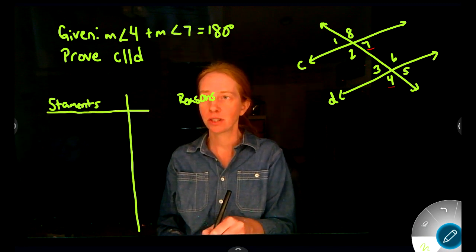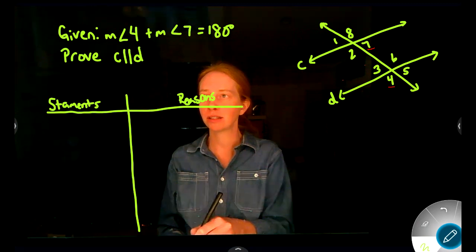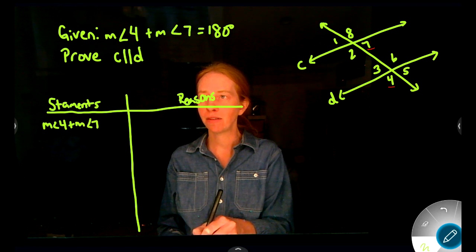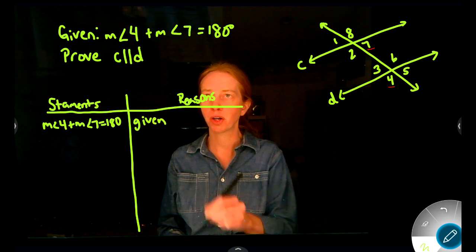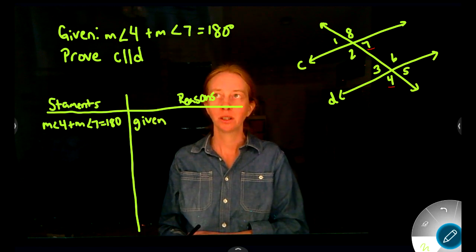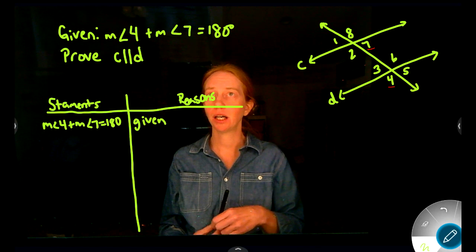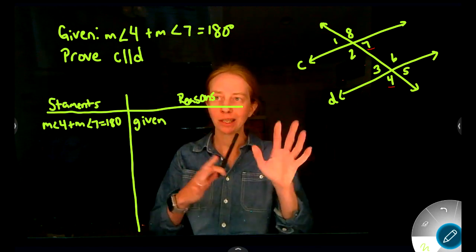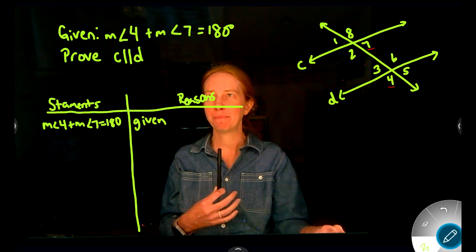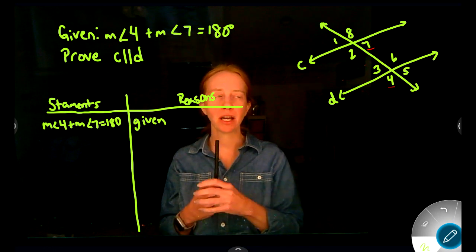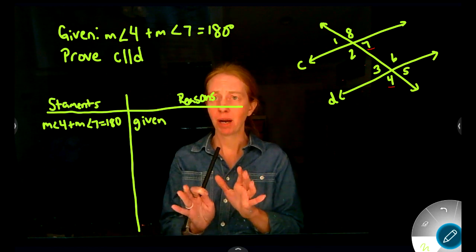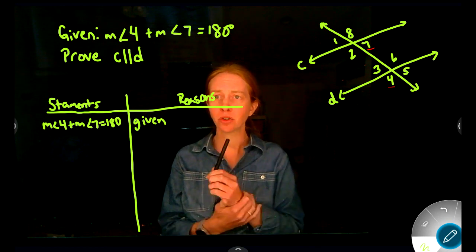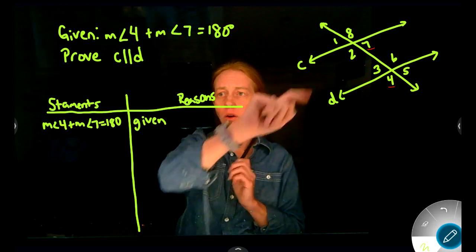Okay, this first one is always the easy one. So our statement, we're going to say measure of angle 4 plus the measure of angle 7 equals 180. That is information that is given to us. Perfect. Okay, now I'm going to go with my theory of trying to figure out how I can make these into something that I do have a theory on. And again, your way can be different than mine. That's okay.